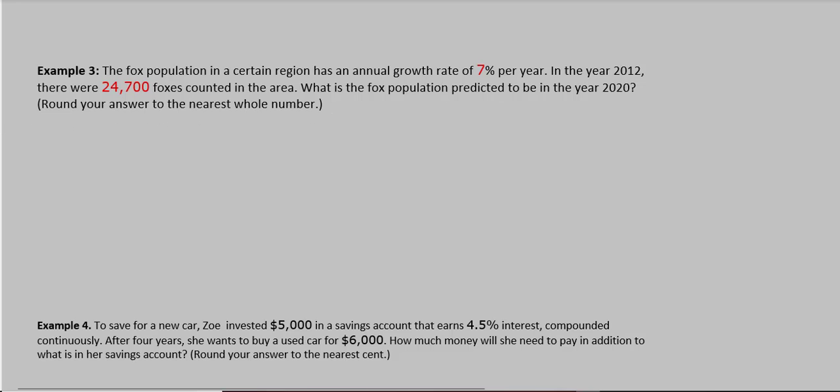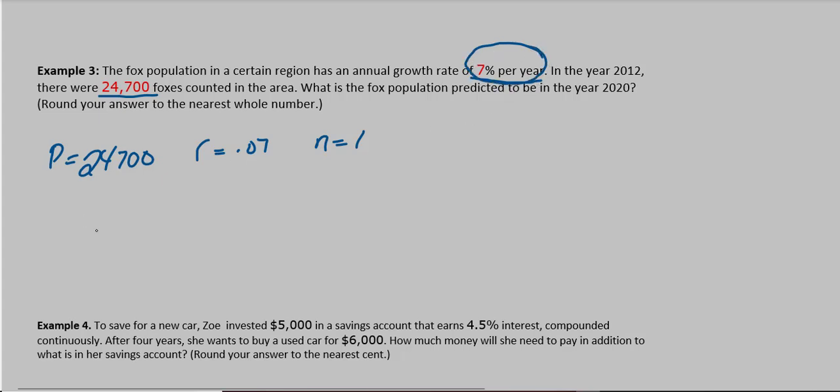So how many are we basing this off of? We're basing this off of 24,700 foxes. So that will be my start point. Okay, that would be my P. All right. Then what is my interest rate? My interest rate at this point is 7% per year. So my rate is 0.07 and my N is 1. How did I get 1? Because it says per year.